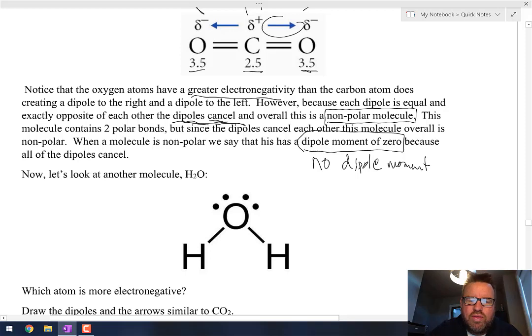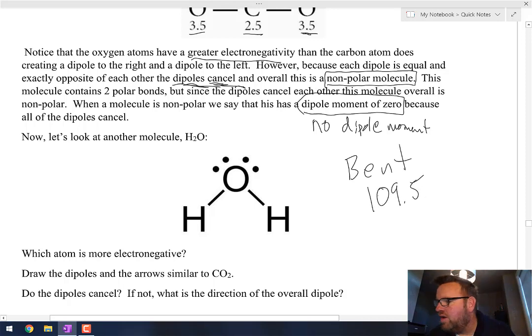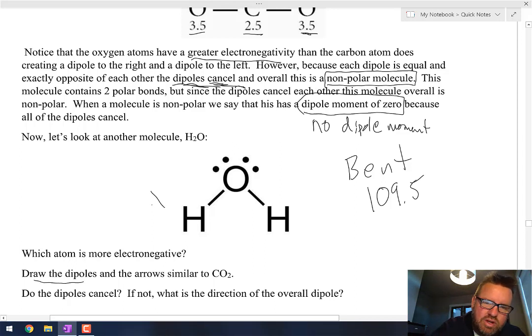Now water, on the other hand, let's take a look at this one, which is the correct shape. Water is a bent shape. We've already learned that the bond angles are a little bit less than 109.5 degrees. Which of those two atoms is more electronegative? Whenever I ask myself that, I just look at the periodic table: which one's closer to fluorine? Because I know fluorine's the most electronegative. Oxygen is much closer to fluorine than hydrogen is, which means if we're going to draw those dipoles, we draw a dipole going this way, and a dipole going this way.